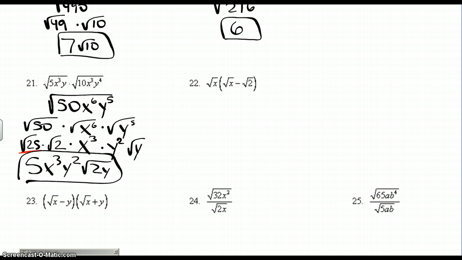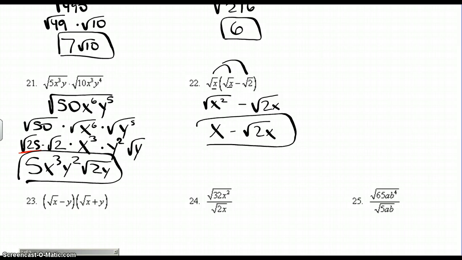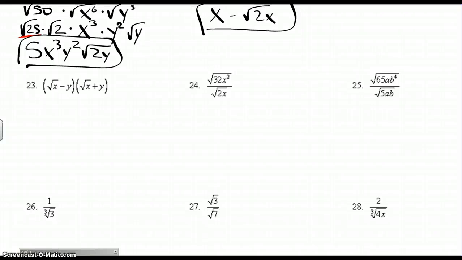Okay, number 22, still multiplication, but we need to distribute the square root of x. So I'm going to distribute to both parts, and I can do what I did in number 21. I can multiply what's underneath the square root. So I get x times x, which gives me the square root of x squared. And I have the square root of x times the square root of 2, which gives me the square root of 2x. Okay? So now I need to simplify each part. The square root of x squared is just going to be x. And I can't simplify anything else there, so it's going to be just the square root of 2x. Okay? Only a few more problems to go there. Looking at number 23, we have to distribute again.